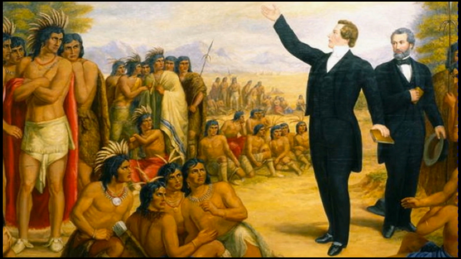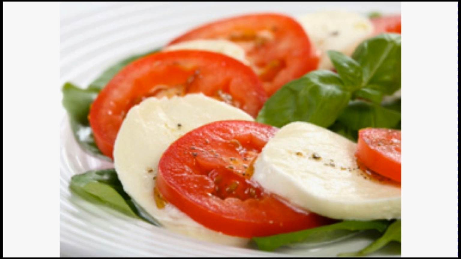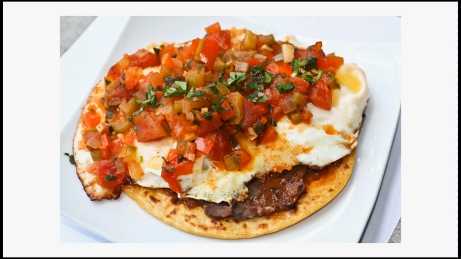The Journal of Economic Perspectives defines the Columbian Exchange as the widespread transfer of animals, plants, culture, human populations, technology, and ideas between the American and Afro-Eurasian hemispheres in the 15th and 16th centuries. We can see this principle at work in both Italian cuisine and South American cuisine. The tomato is nice and safe.